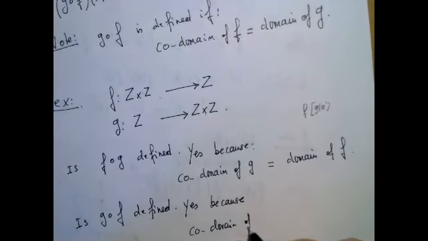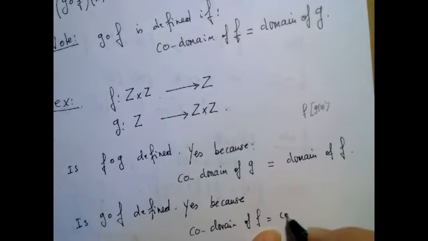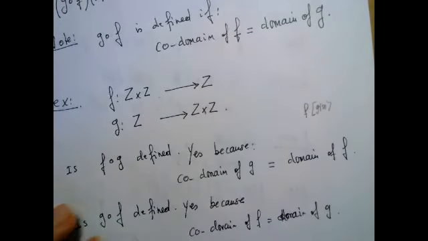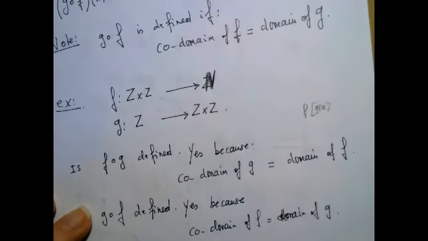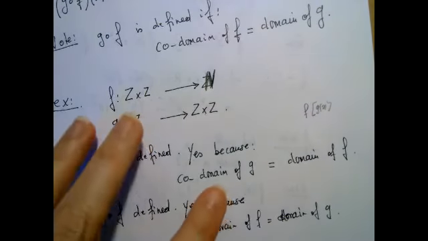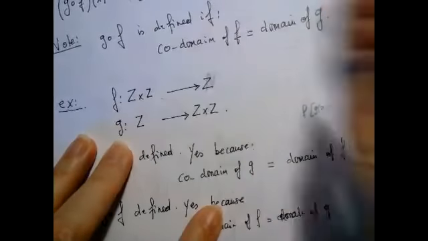of F coincides with the domain of G. The minute I tweak the domain of F, the minute I put this to be N, forget it. Things are not defined. So we have to be very careful whether we can compose two functions, yes or no. So we cannot just compose anything we want.